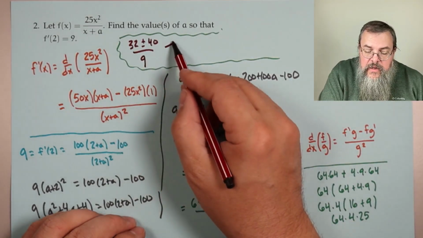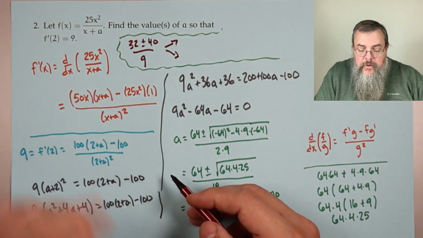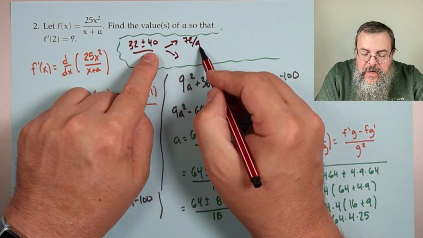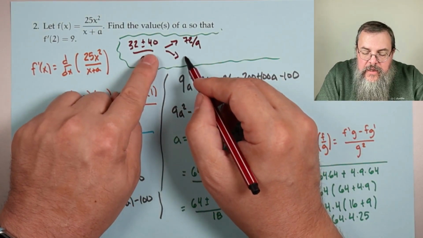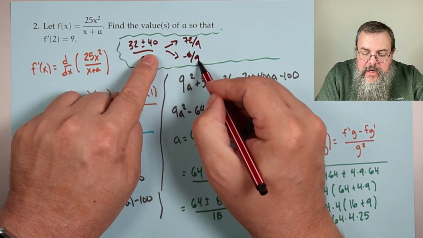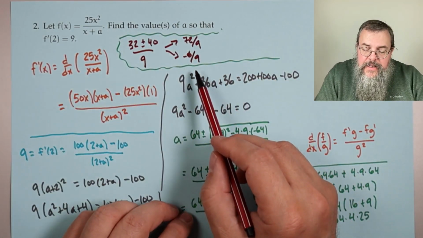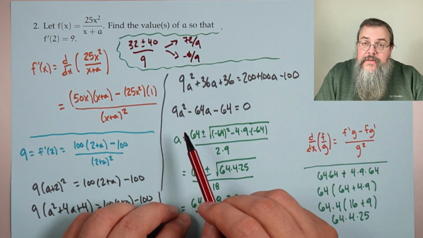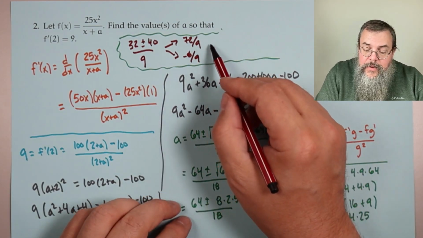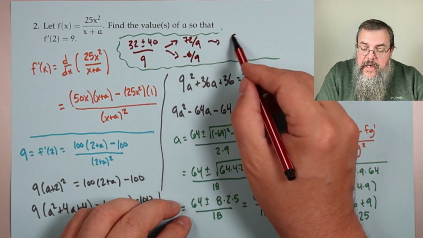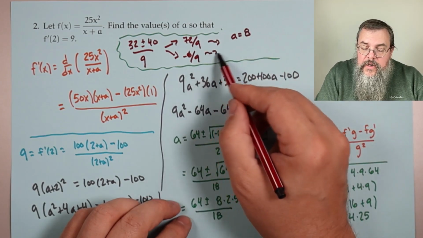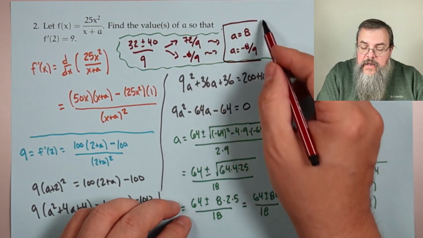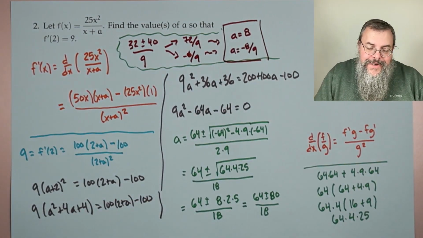Okay, well, that leads us to 2 possibilities. 32 plus 40, 72, divided by 9. 32 minus 40 is negative 8, divided by 9. Well, not a lot you can do with negative 8 over 9, but 72 is divisible by 9. 72 divided by 9 is 8. And so we end up with our answers, namely a equals 8 or a equals negative 8 over 9. And there we go. All right, good.